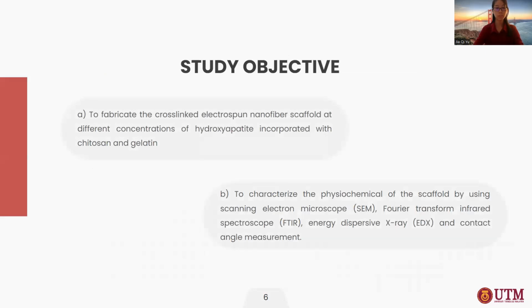Based on the problem statement just now, the objective of this study is to fabricate the closed-link electrospun nanofiber scaffold at different concentrations of hydroxyapatite incorporated with tryptophan and gelatin, and to characterize the physicochemical properties of the scaffold by using scanning electron microscope, Fourier transform infrared spectroscope, energy dispersive X-ray, and contact angle measurement.